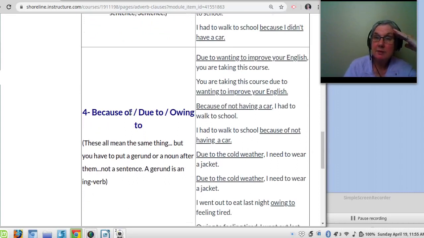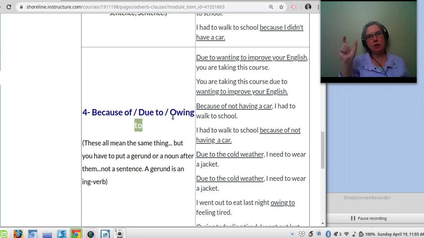Because of is the same as because. Due to is the same as because. Owing to is the same as because. But because I have these prepositions, of, to, and to, those are prepositions. Every time in English that you have a preposition, the next word must be a noun or a gerund. A gerund is an ing verb, okay?